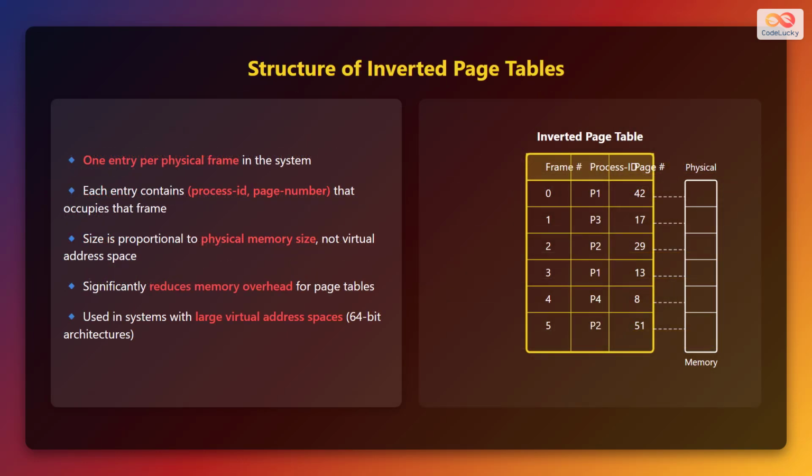The structure of inverted page tables is as follows. There is one entry per physical frame in the system. Each entry contains the process identification and the page number that occupies that frame. The size is proportional to the physical memory size and not the virtual address space. This significantly reduces memory overhead for page tables. Inverted page tables are used in systems with large virtual address spaces, such as 64-bit architectures.